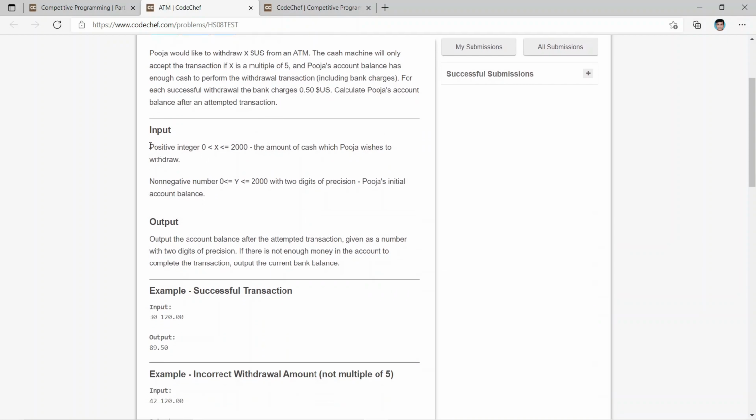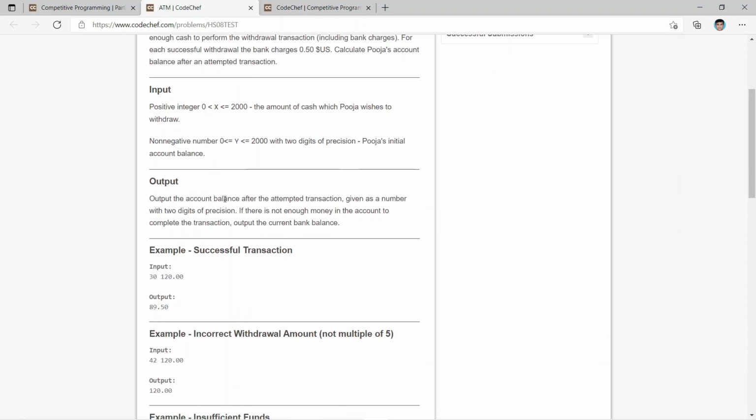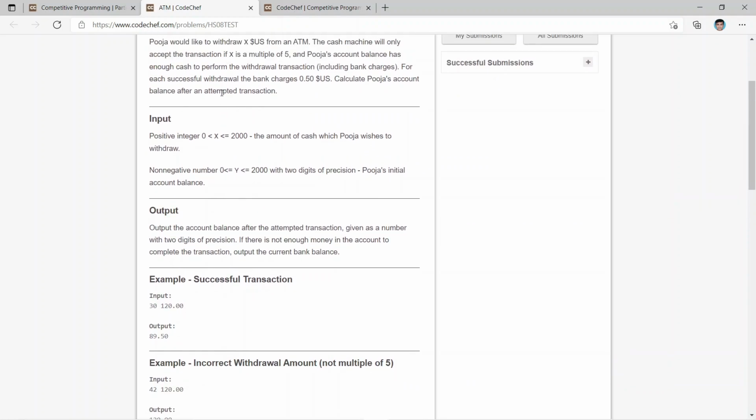Now we see the input. It is given a positive integer X, which is the amount of cash which Pooja wants to withdraw, and a non-negative number, not integer, which is Pooja's initial account balance. In output we have to calculate the remaining balance, and if there is not enough money in the account, then we have to just output the current bank balance.